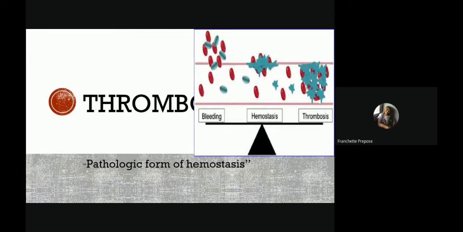Now next is thrombosis, meaning the pathological formation of hemostatic plaque within the vasculature in vivo. In the absence of bleeding, it is the formation of a clotted mass of blood within the vascular system. The mass is called a thrombus, and the plural form of it is thrombi. A thrombus must be differentiated from a blood clot. A thrombus is formed by a complex process involving interaction of blood vessels, formed elements of blood, and the coagulation system.